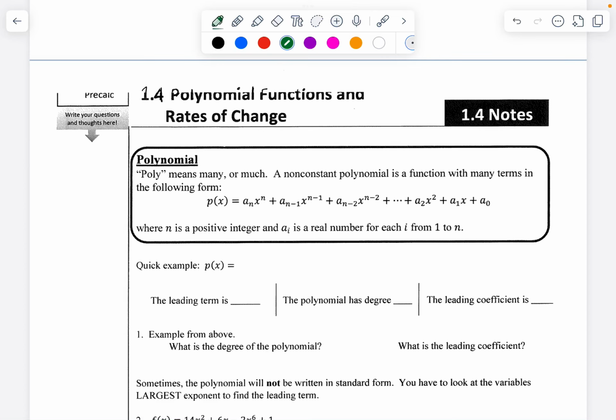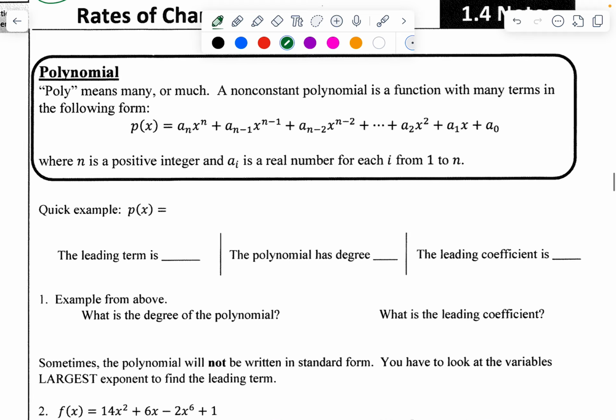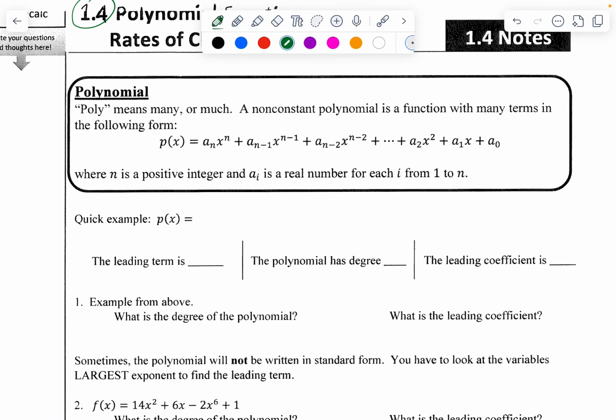Let's talk about section 1.4, polynomial functions and rate of change. So we've learned linear, we've learned quadratic, but let's talk about polynomials. This means many different types of terms, specifically more than linear and quadratic. A linear function is x to the 1, this is linear. A quadratic function is x squared. So anything past that, x cubed would be cubic, and anything past that we call polynomial.